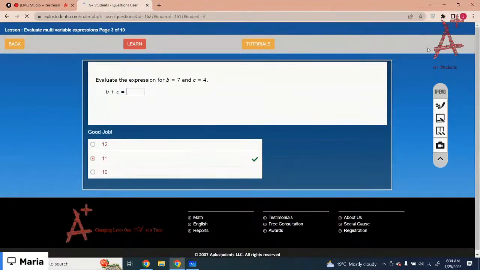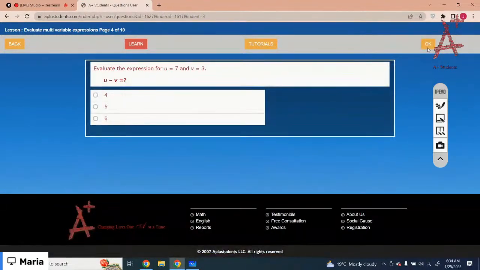Okay, the next one is evaluate the expression for u equals 7 and v equals 3. So you have to do u minus v. So which is the correct option? You have to subtract. So 7 minus 3 equals 4. Got it? So the correct option is 4.